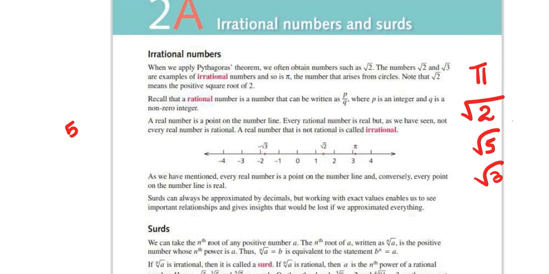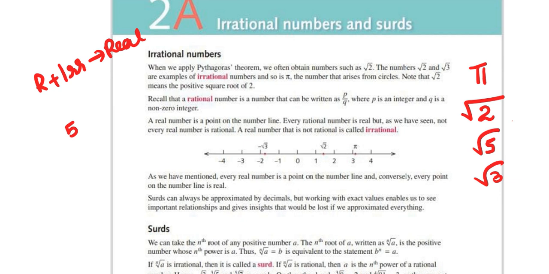But rational and irrational numbers together form the real numbers. But a real number is not necessarily a rational number, because it includes irrationals also. A real number that is not rational is called irrational.